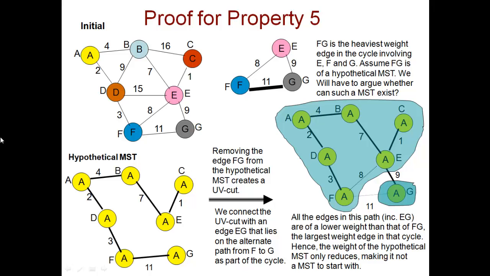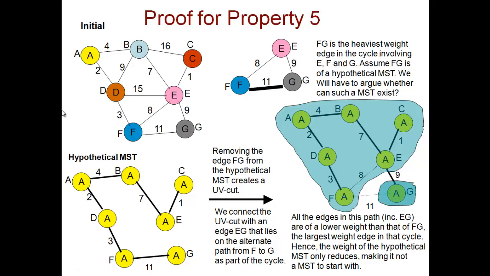Now, since the graph again has unique edge weights, every cycle has to have some edge that is of the largest weight among the edges in that cycle. So for example, in this cycle, 11 is the largest edge weight. So like that, every cycle in this graph has some edge that has the largest edge weight.